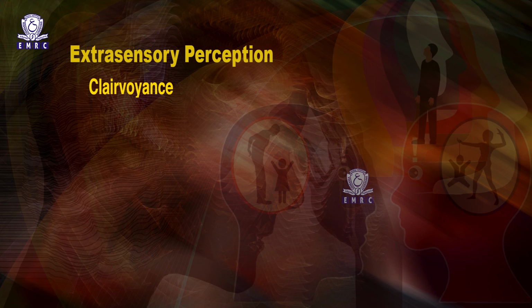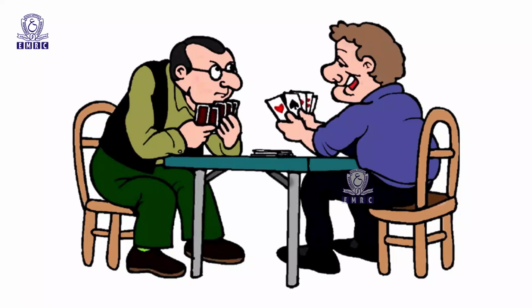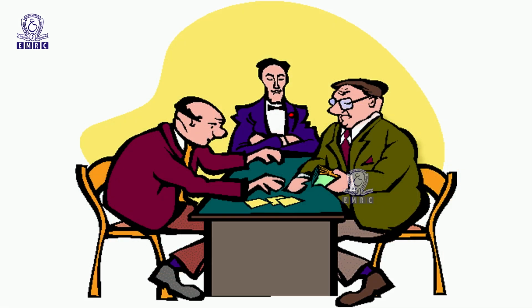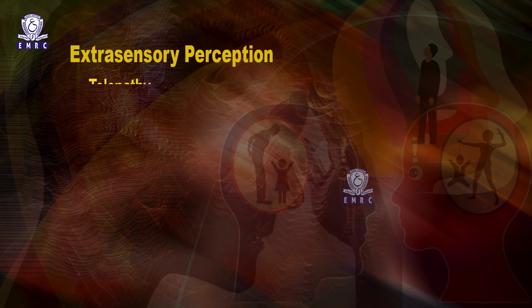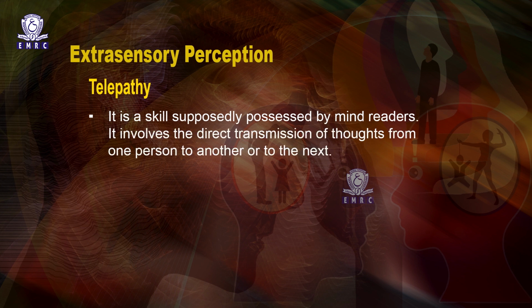Next, we call it clairvoyance. It is the ability to perceive objects or events that do not directly stimulate your sensory organs. For example, if someone is playing cards and they know which one will be dealt next, then they are experiencing clairvoyance. Next is telepathy. Telepathy is a skill supposedly possessed by mind readers. It involves direct transmission of thoughts from one person to another.